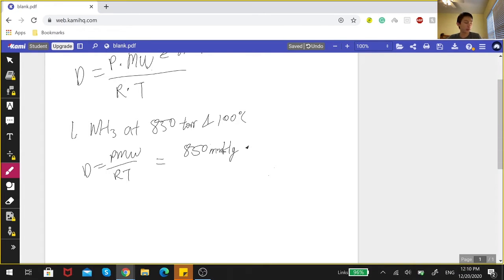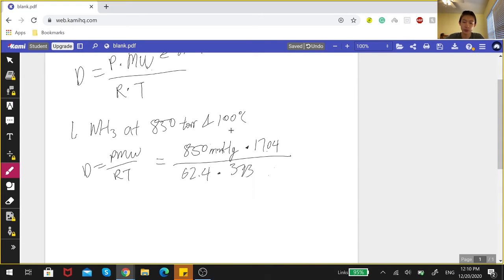What is the molecular weight of NH3? Well, we use our periodic table. We have 14.01 plus H 1.01 times 3. We get 17.04, divided by R, our gas constant. If you remember in the previous video, the gas constant for mmHg is 62.4. And finally, we multiply that by our temperature in Kelvin. 100 plus 273 gives us 373 degrees Kelvin.